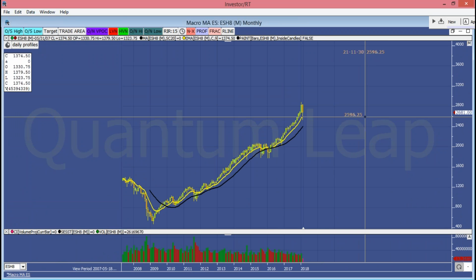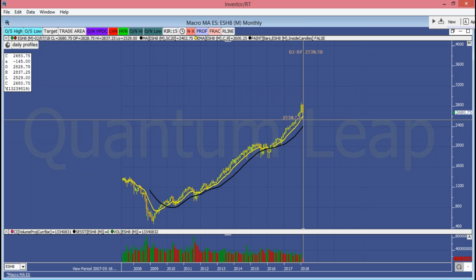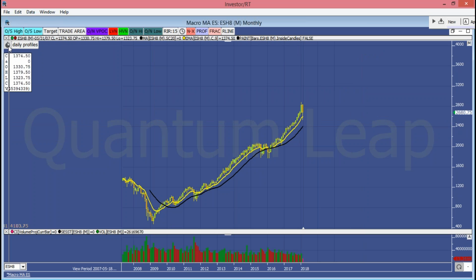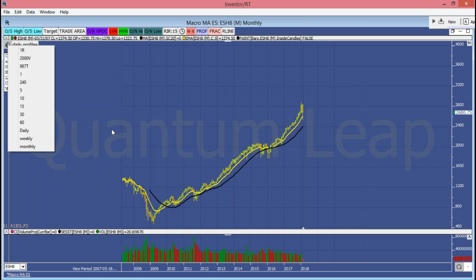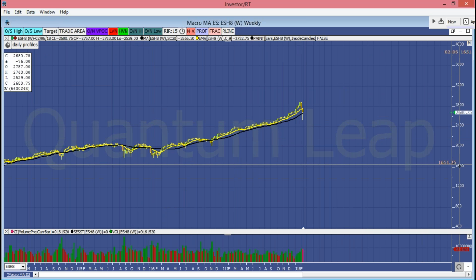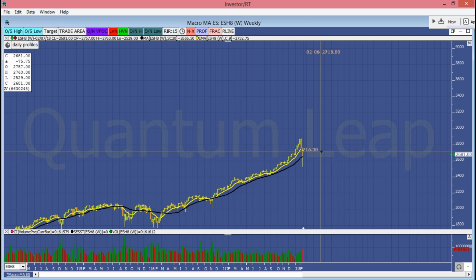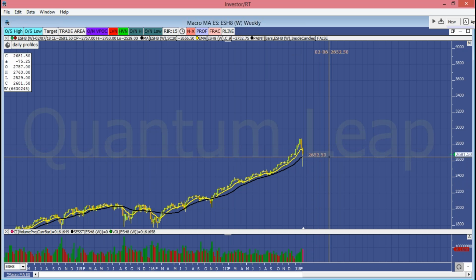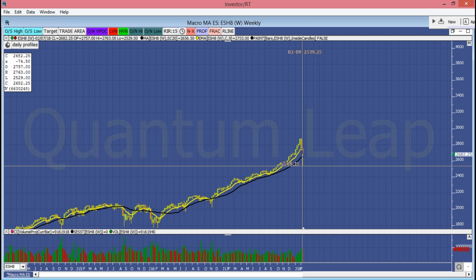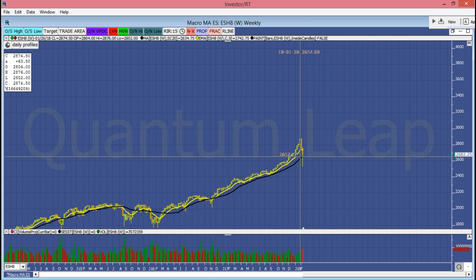We came down and tested the 9 EMA from above on the monthly, but we held. So the overall monthly trend, the larger time frame trend, is still intact. It was challenged and it failed to break below. When you go to the weekly, okay, we did challenge the trend, and we are in between the 9 EMA and the 20 SMA. So we have challenged and briefly violated, but we've taken it back and we're holding.